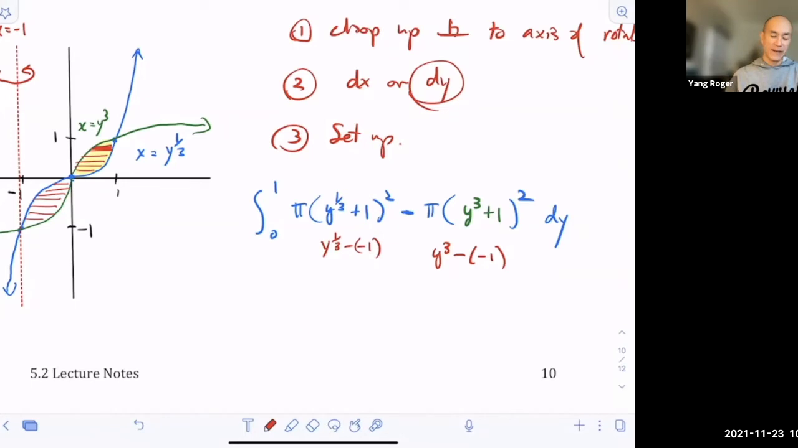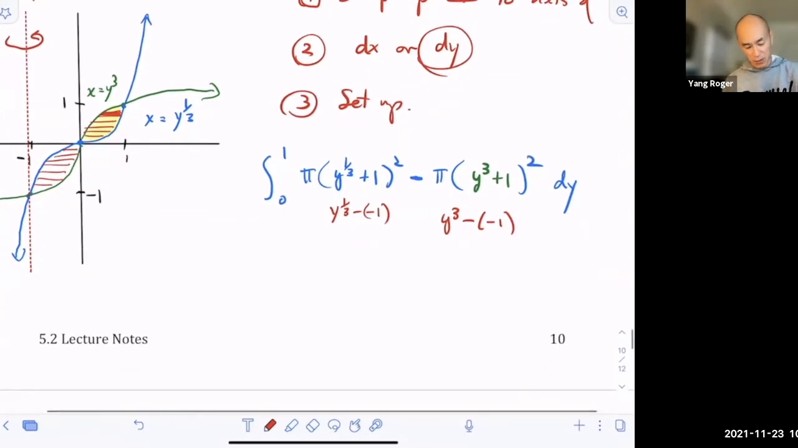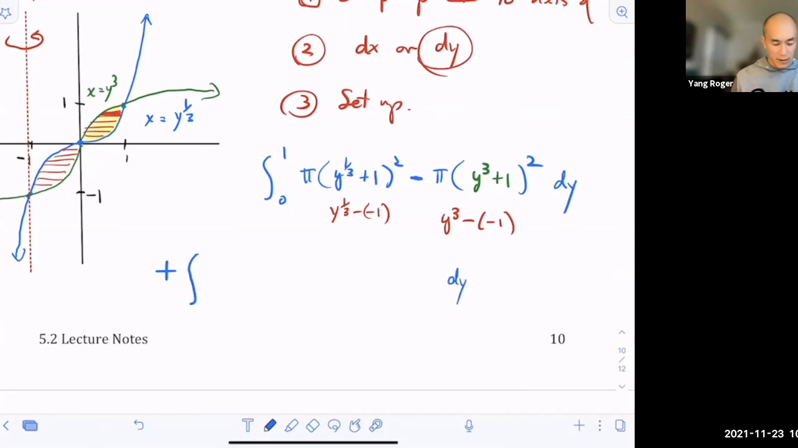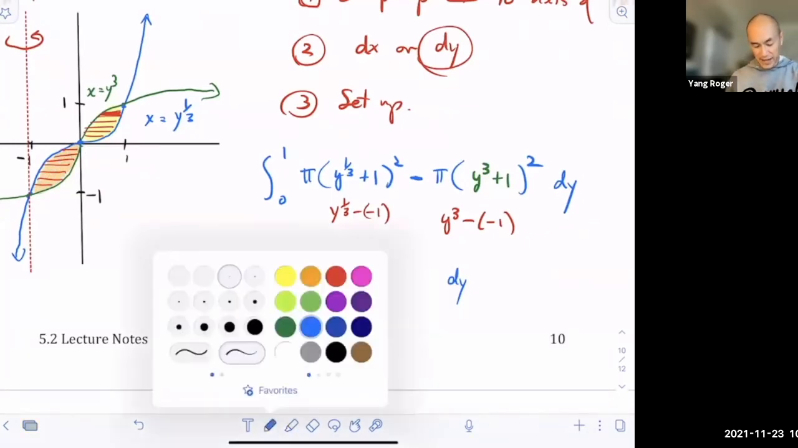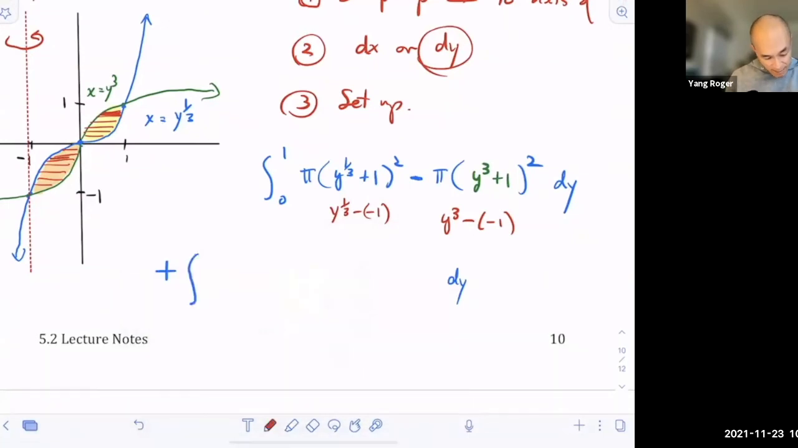Now this is just part of it. We still need to do the second part. So this is where I meant to put the plus. And then we want to do the same thing. But now we want to work with this orange area here. And we're still going to have that little bit of thickness right there like this.